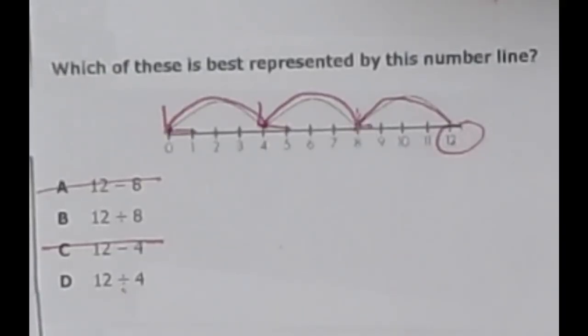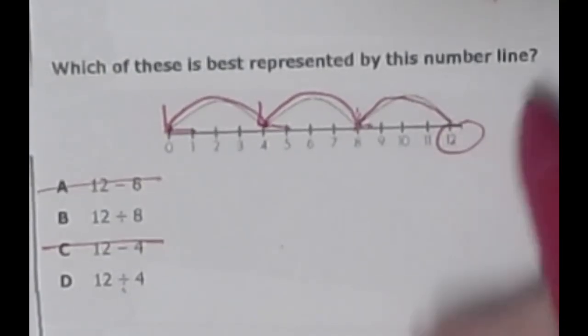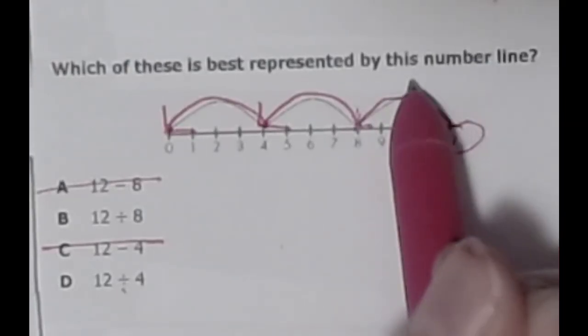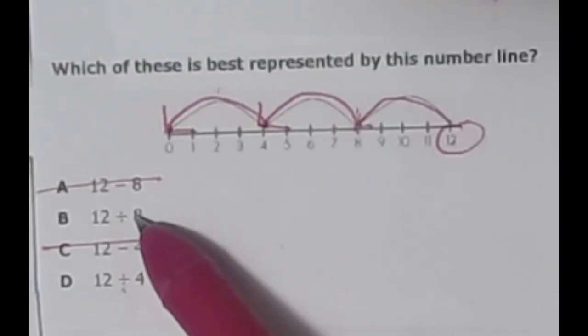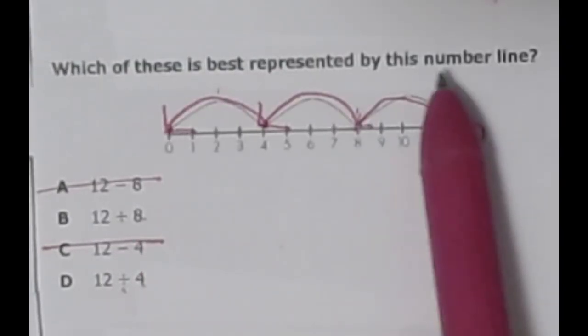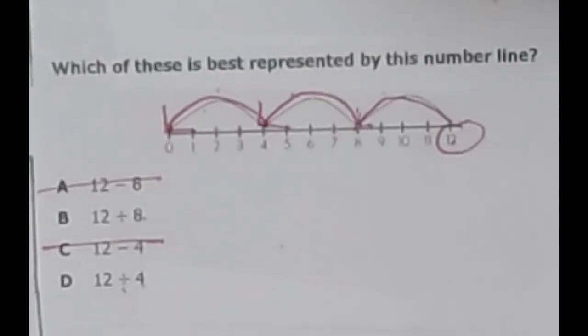Now, we have multiple options. We could do 12 and then divide it by the 3 hops. However, 3 is not either of these numbers. We only have 8 or 4. So counting the hops is not going to be helpful.